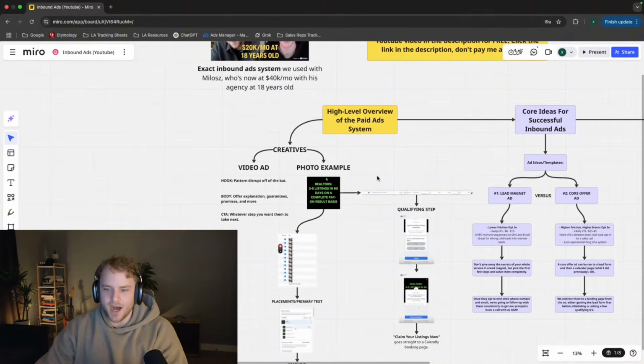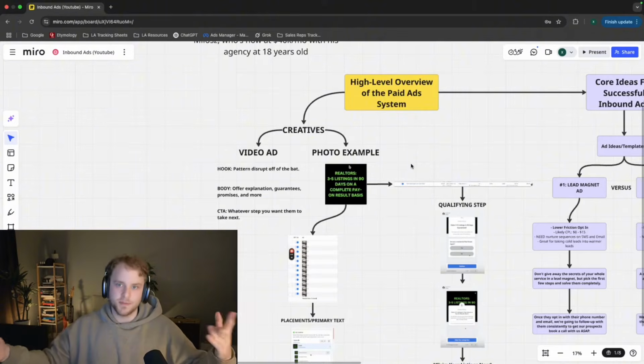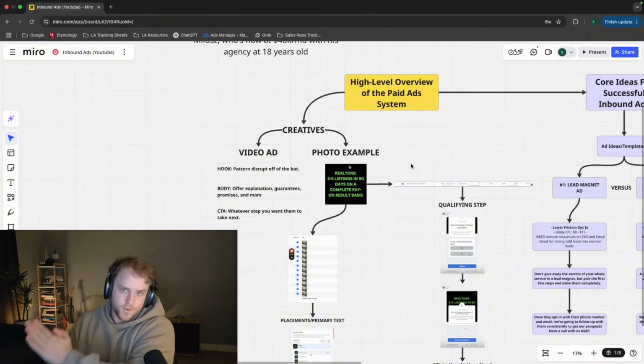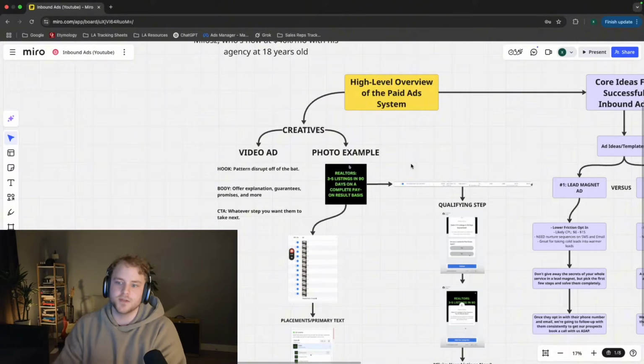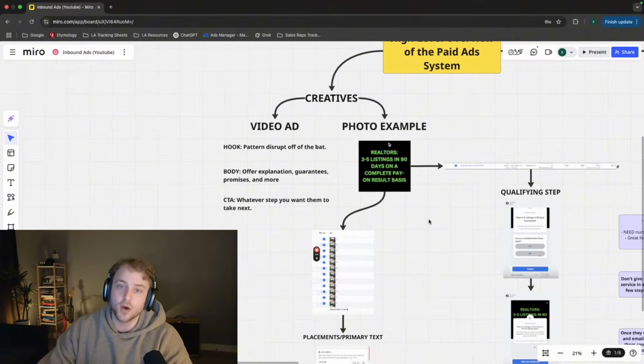So in terms of a high level overview of our system, fundamentally, there's two types of ads. There's a paid advertisement with video ads, paid advertisements through photo ads. My ads I personally use for real estate were photo ads, but there are fantastic video ads you can also run. I'm just going to be giving you the photo ad I ran.